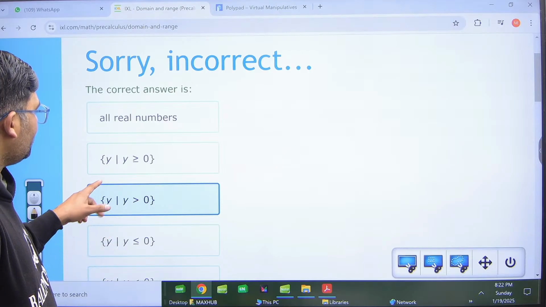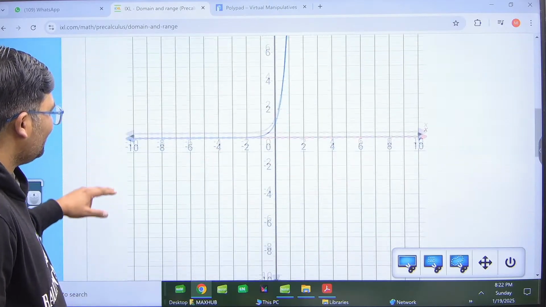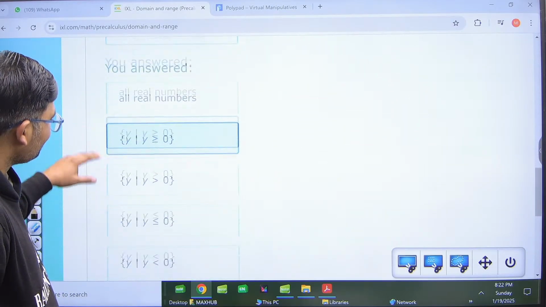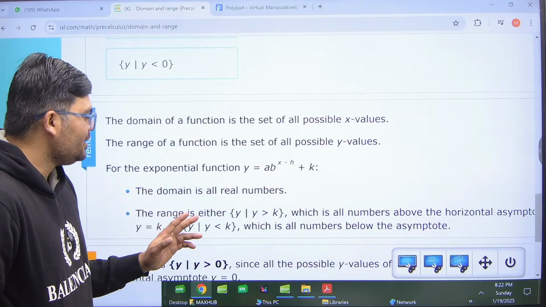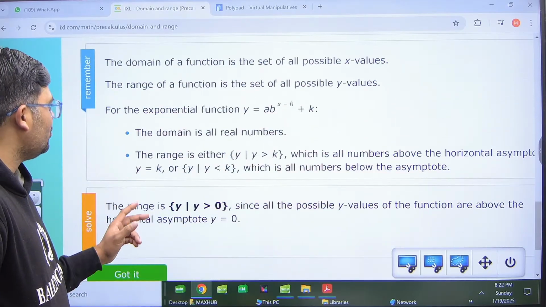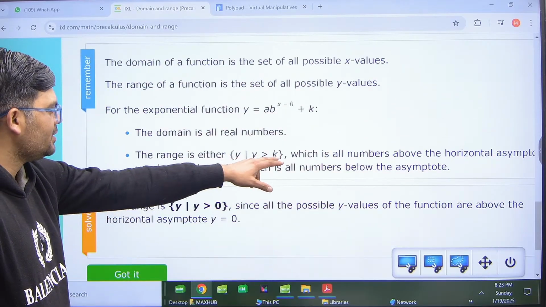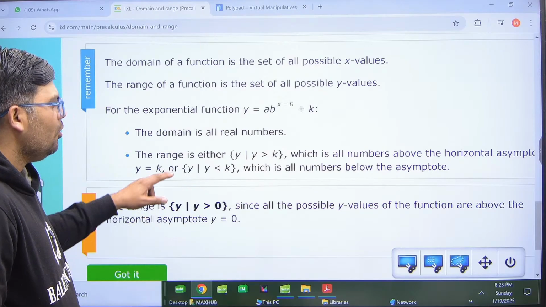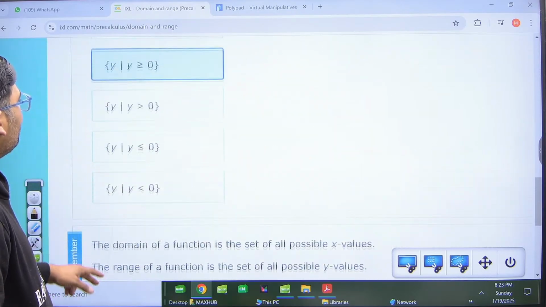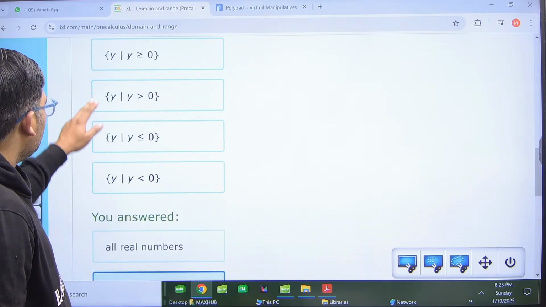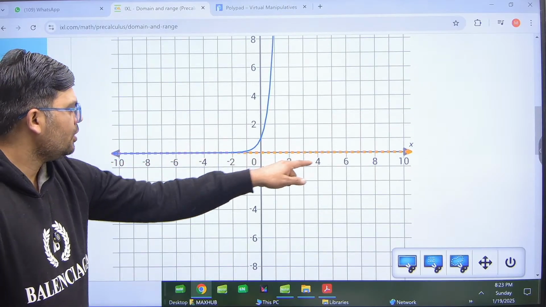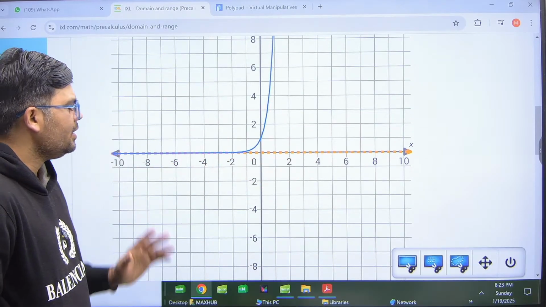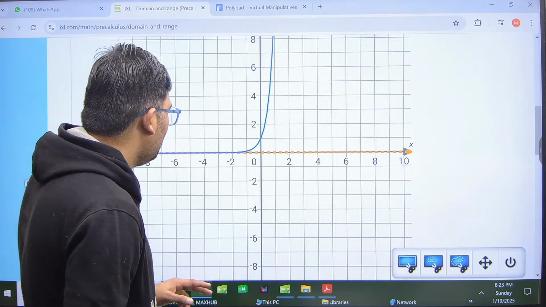Again, this is incorrect. I was thinking it's the same question as last time, so it wouldn't be equal, but this time it was a range, so I wasn't sure whether to take the chance or not. So you can say the range is y is greater than k, which is the horizontal asymptote. In this case, you will draw the horizontal asymptote, and y is greater than 0. It cannot take 0 values. Alright.